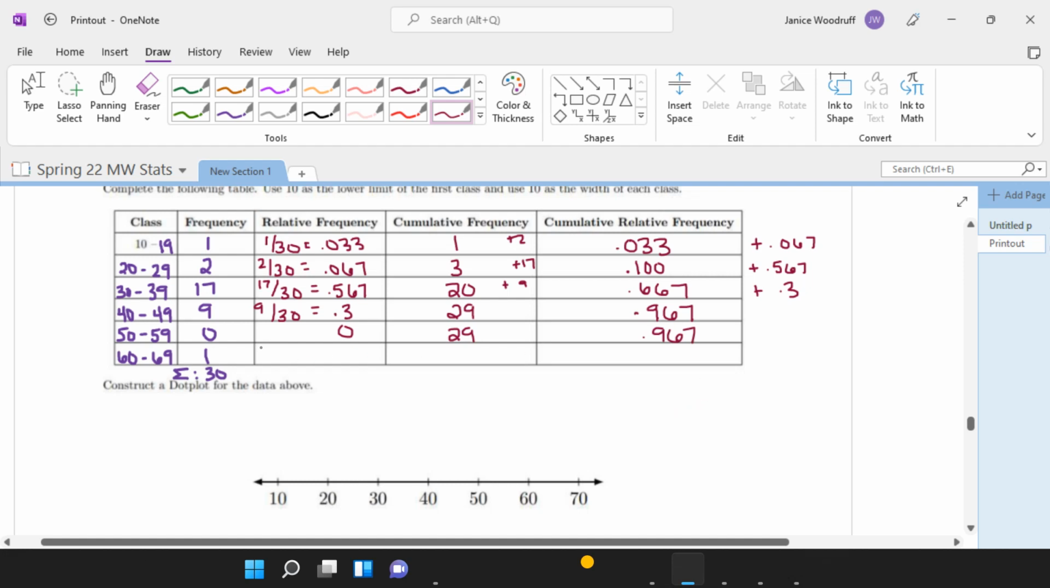And then 1 out of 30 is the same as I did in the first class, so that would be a 0.033. And then here I'm adding 1 to the 29, so that's 30. And then here I'm adding a 0.033, and that's going to give me 1.